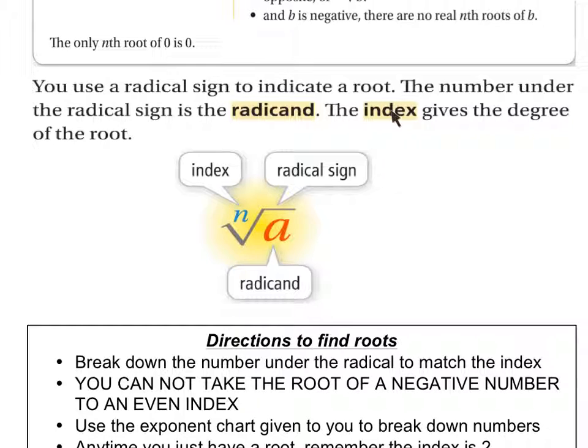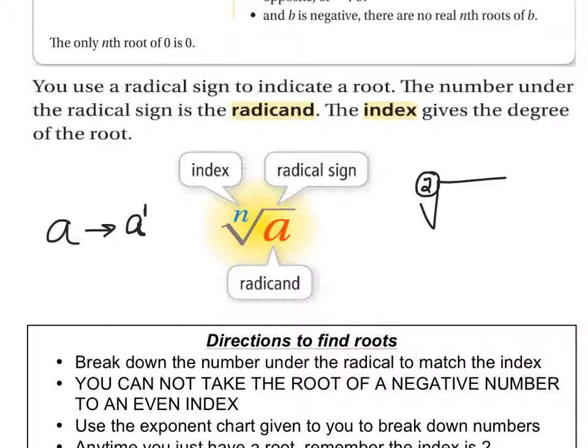Okay. The index gives us the degree of the root. Now this is the part that's going to be different here. The index is this number here. And when we do a square root, which is what we've done in the past, the square root doesn't have a number here. Kind of like if I have an a, that's really a to the first power, even though we don't write it as a to the first power every time. So anytime you have a square root, there's always an index of 2 there. We just don't write it.